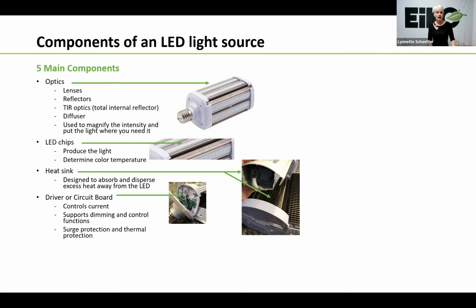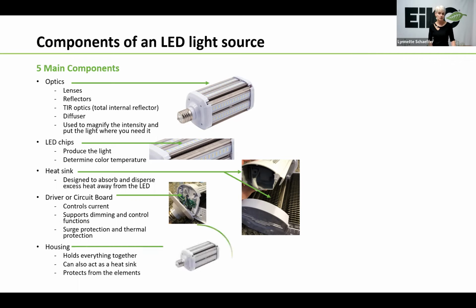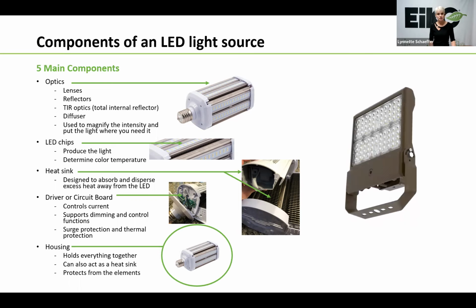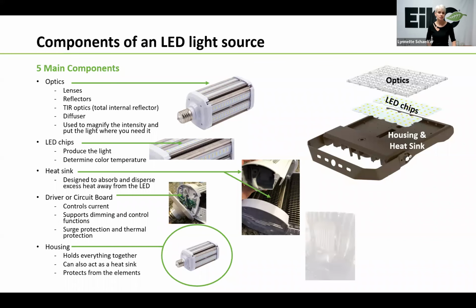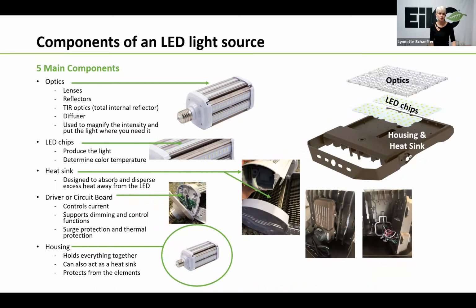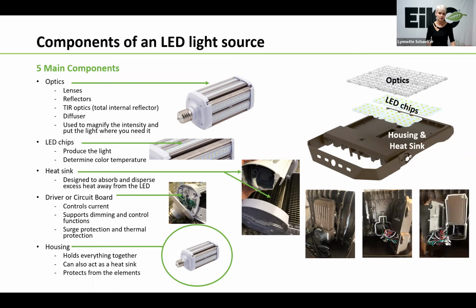So lastly, we've got the housing, and the housing basically houses everything, but it also can act as a heat sink, and it protects the LED lamp or the LED fixture from the outside elements as well. And here's just another example of all of these components using this fixture instead. You can see here that we've got the optics, the LED chips, the housing, and the heat sink. And in this case, the back of the fixture is where the driver is, and it happens to just be a circuit board that you can take a look at as well.